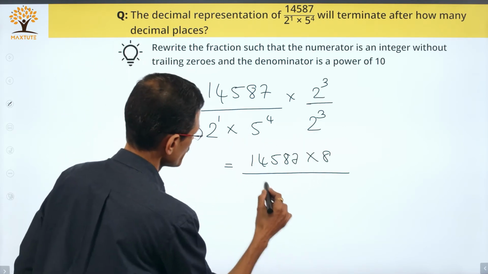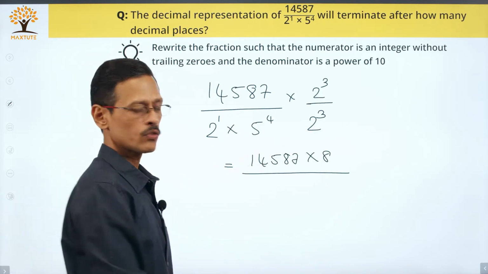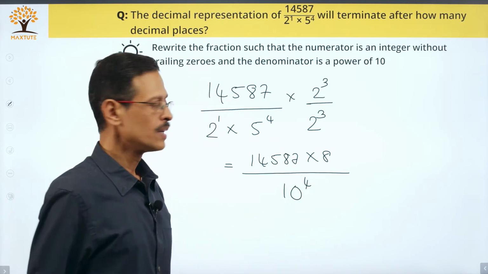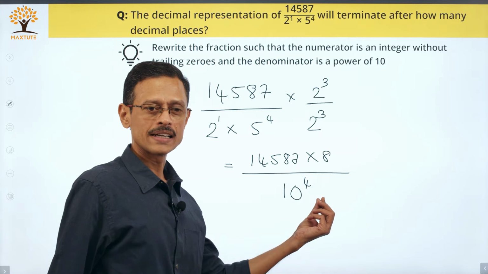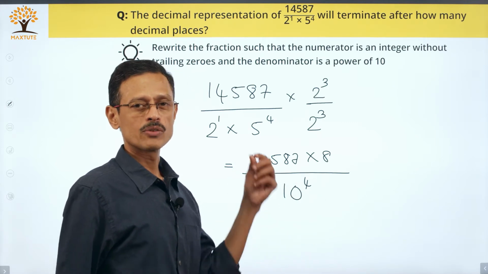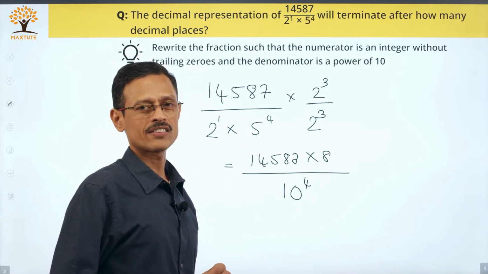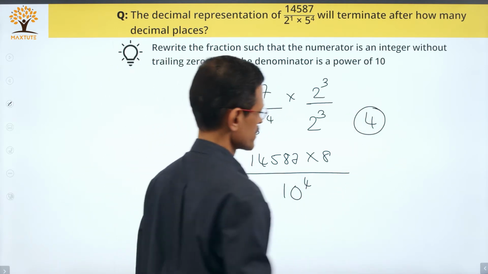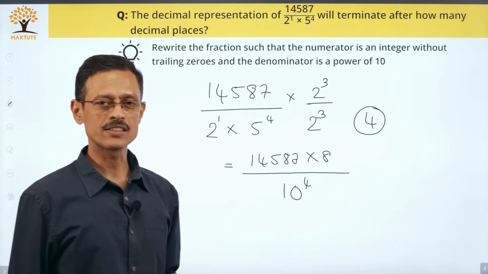That leaves us with the denominator, which is 2 raised to the power of 4 times 5 raised to the power of 4, which is equal to 10 raised to the power of 4. So the power of 10 in the denominator is 4. Therefore, the decimal expansion of this fraction will terminate after 4 decimal places, right? So that's essentially the idea behind this question.